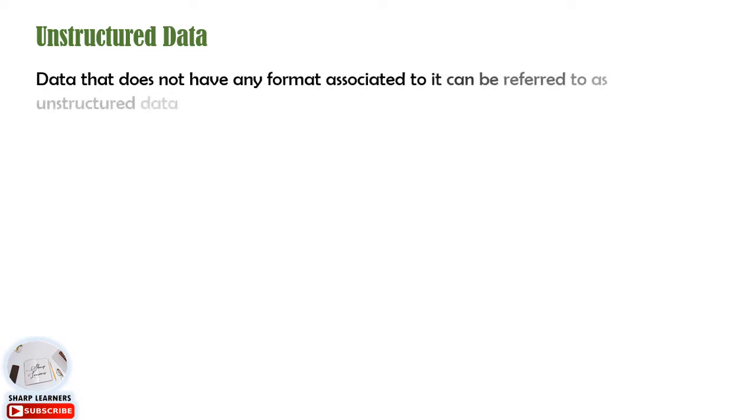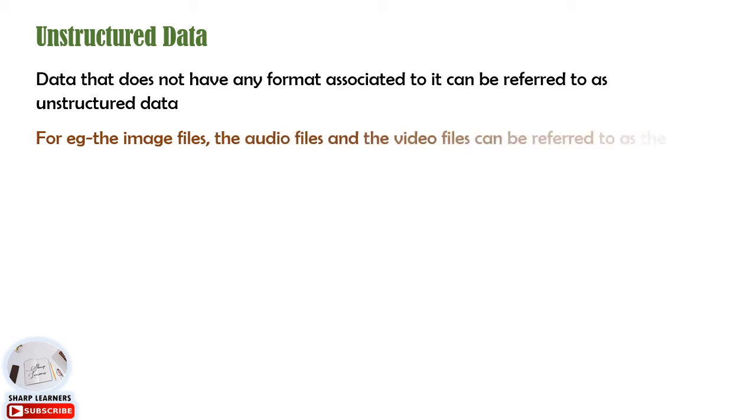Unstructured data. Data that does not have any format associated to it can be referred to as unstructured data. For example, the image files, the audio files, and the video files can be referred to as the unstructured data.